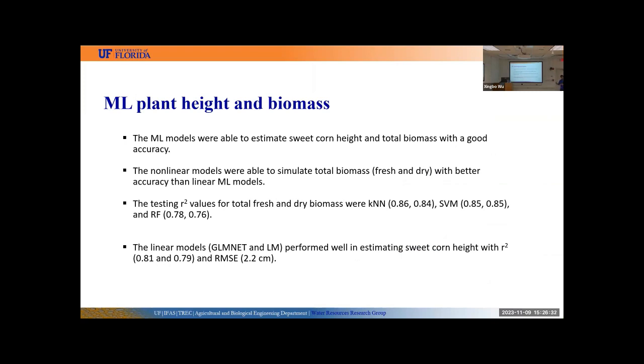However, the nonlinear models performed better than the linear models in predicting biomass. And we also observed that the linear models performed better than the nonlinear models for plant height prediction, and the R-squared for these two models were 0.81 and 0.79, and the root mean square error was 2.2 centimeters.